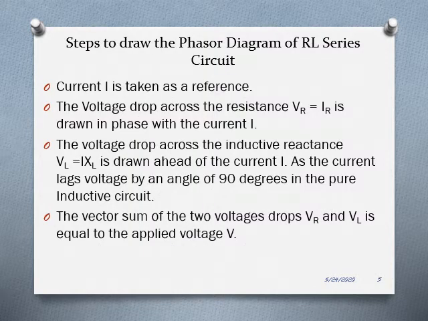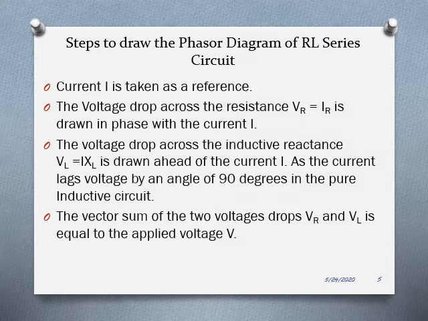Next is how to draw the phasor diagram that we have just discussed. The easiest way is to take the current as reference. So the current you draw first. Now the voltage drop across the resistance is in phase with the current, because resistance always has the voltage in phase with current. Therefore, you have to draw the voltage drop across the resistance VR in the same direction as that current I. After that, you have to draw the voltage drop across XL, that is 90 degrees leading the current.